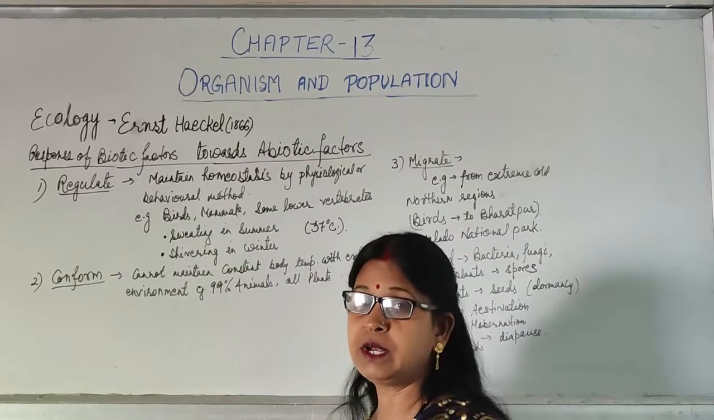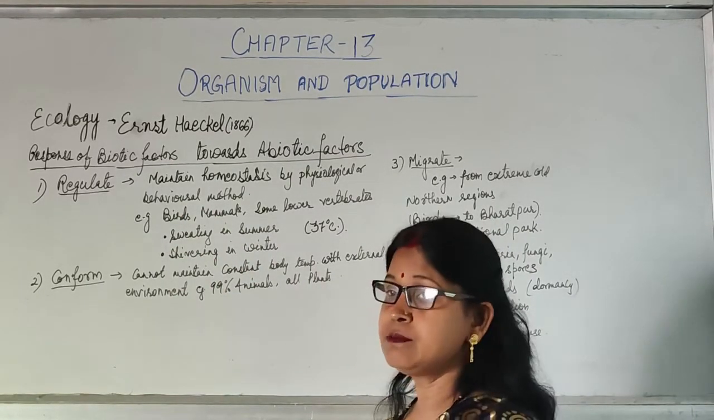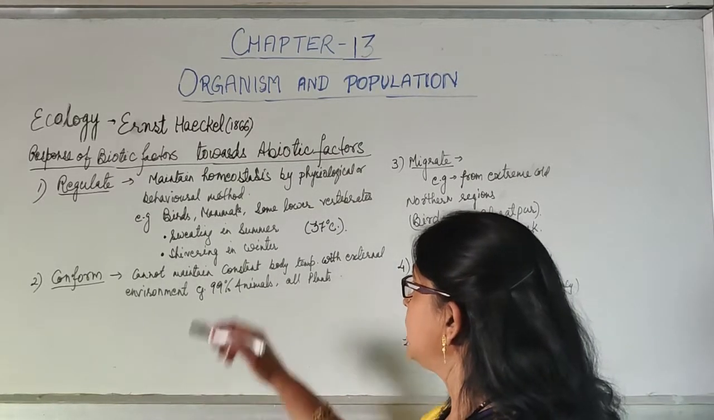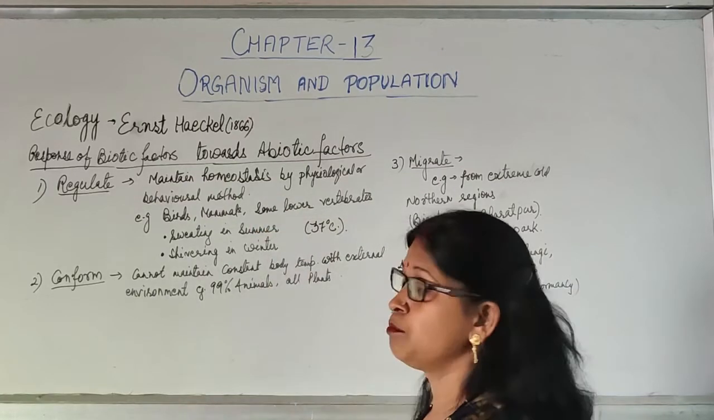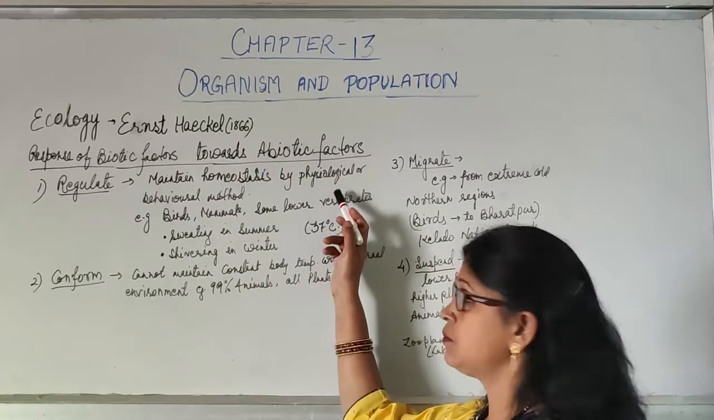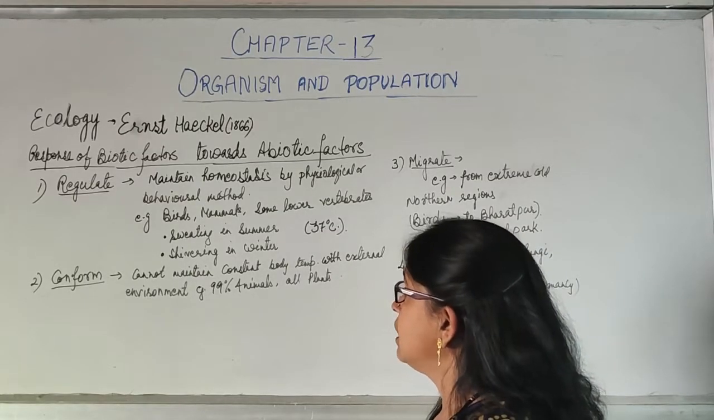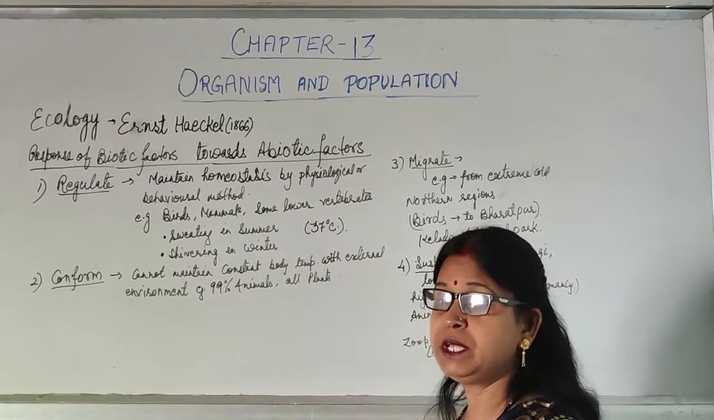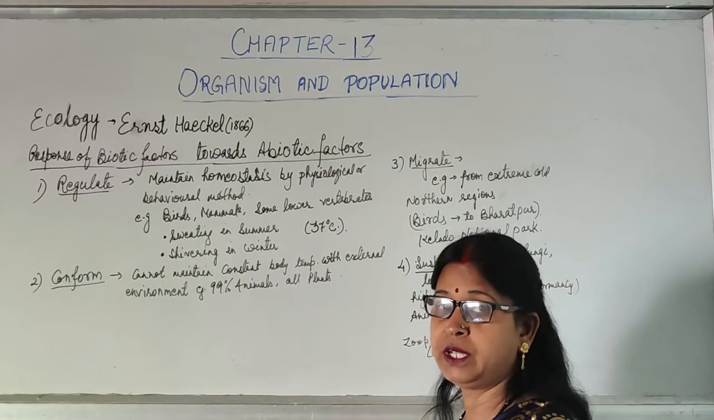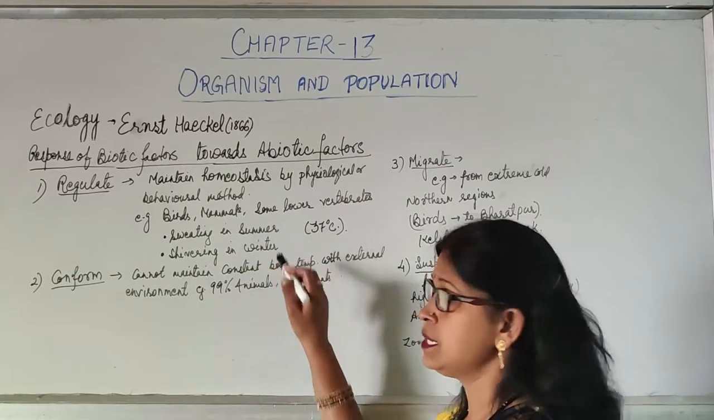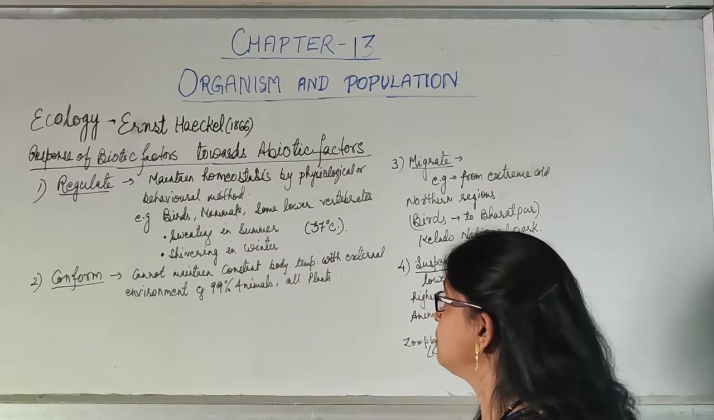Now first is regulate. Some of the organisms have the capacity to maintain homeostasis by different methods, that is different physiological or behavioral methods, for temperature as well as the pH of the body fluid. Some examples are birds, mammals, and some lower invertebrates.